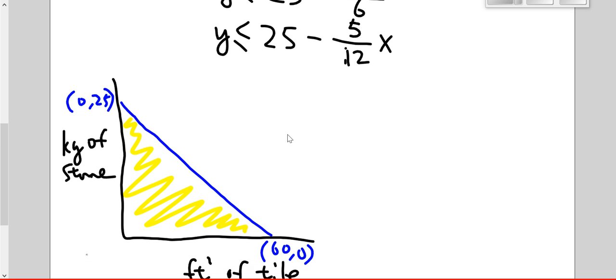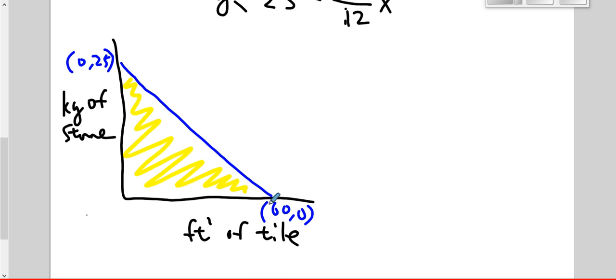Okay, so let's look at the extreme cases. So here, that means you can have 60 square feet of tiles and then no stone. This one here means no tiles and 25 kilograms of stone. Somewhere in between would be a mix, depending on which one you look at.